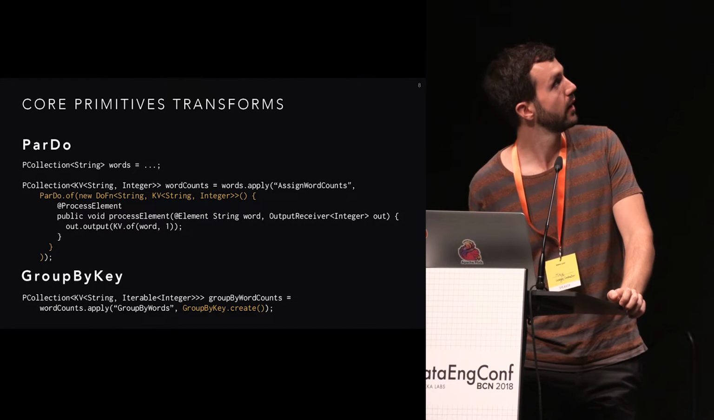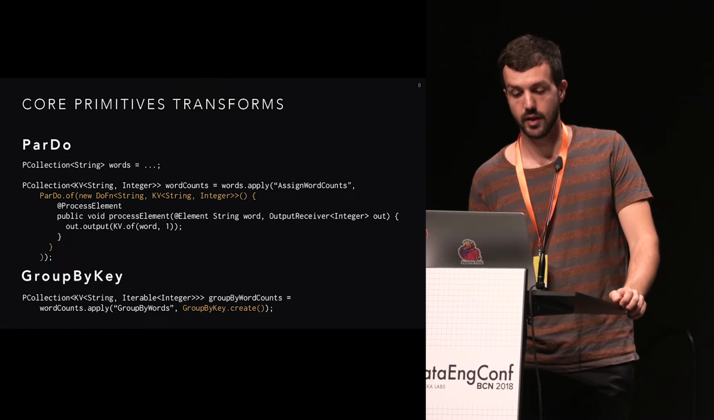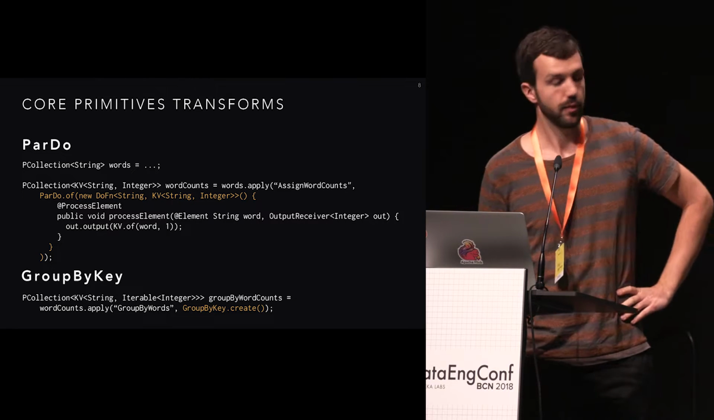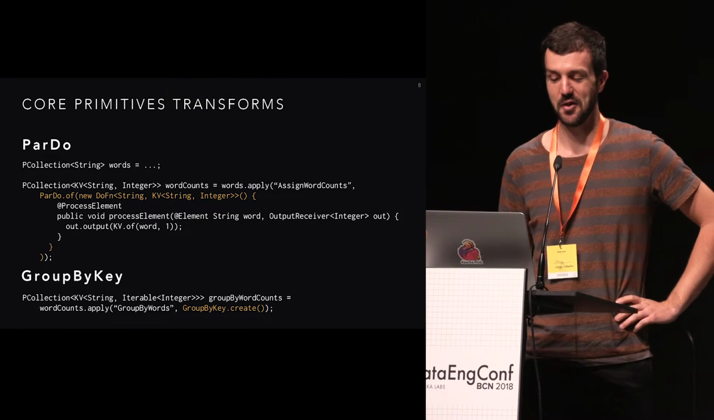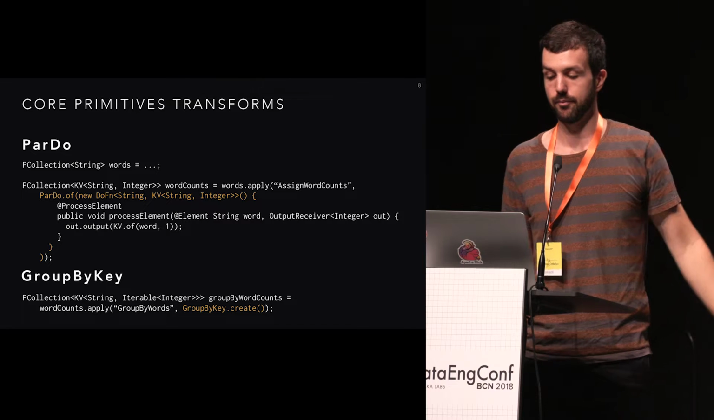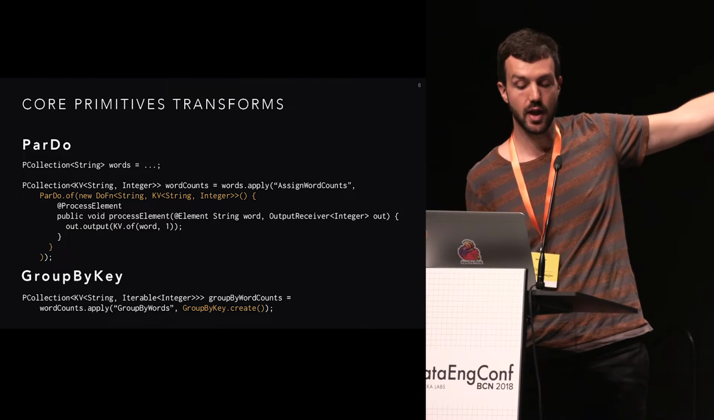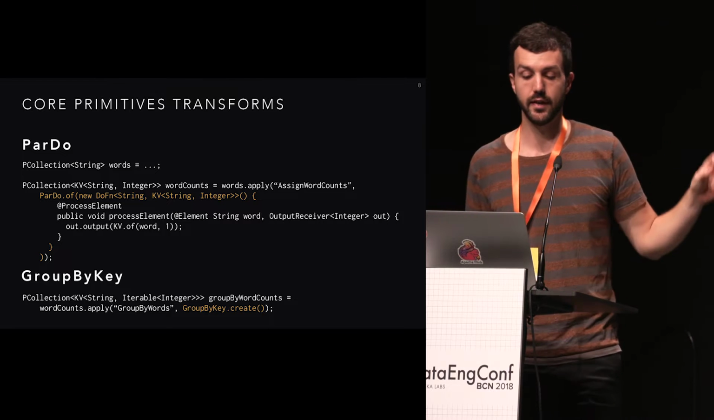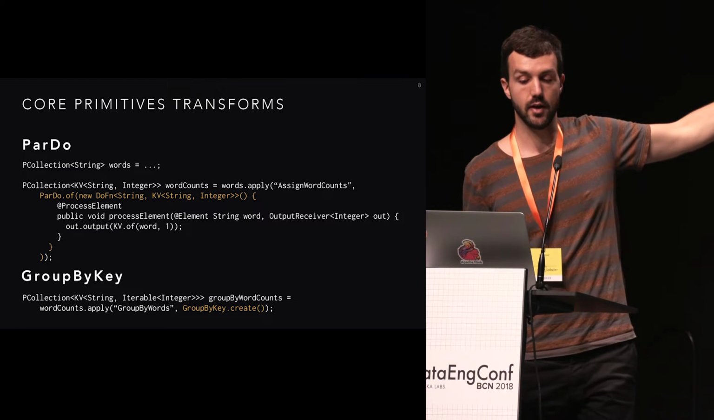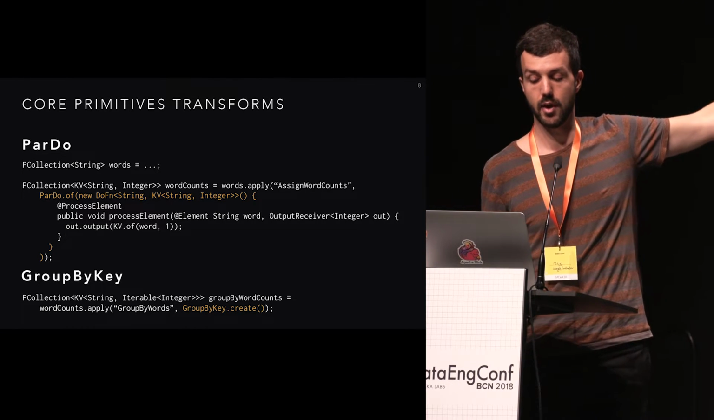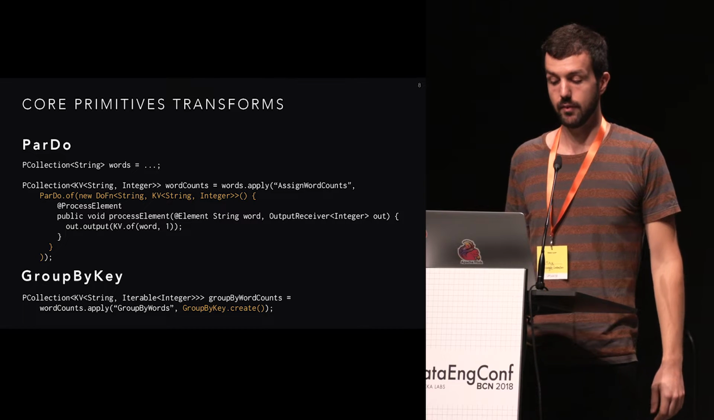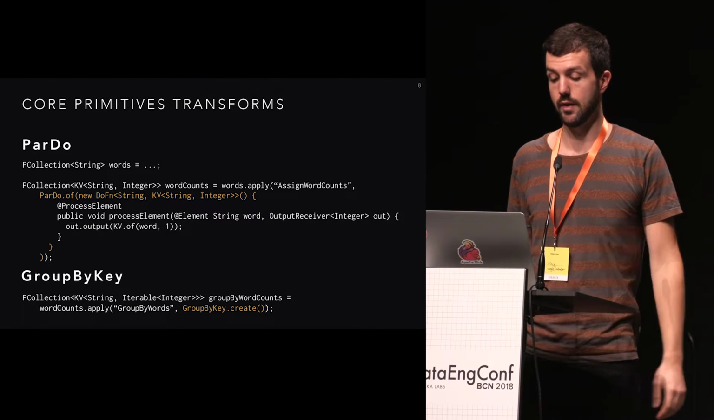So how does that look in practice? I'm using Java here for these examples. I hope that doesn't scare you too much. So we have our words loaded, and if we want to assign the word counts, as I showed you on the previous slide, we have this ParDo transform, and the ParDo gets a DoFn function. You can see it takes us from String to key-value of String, Integer. And then you have the processElement function, which is called for every element.